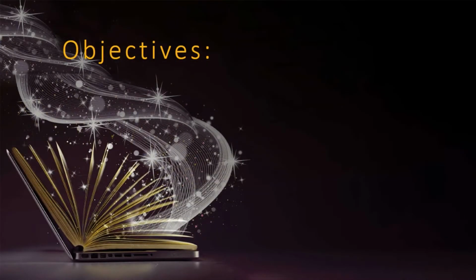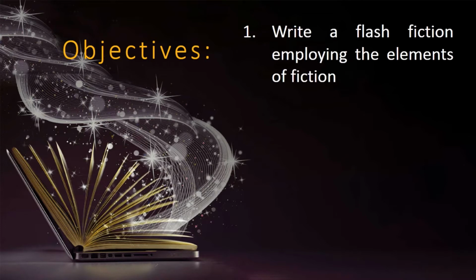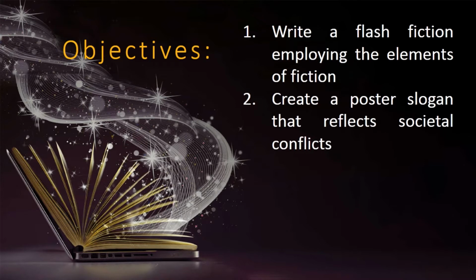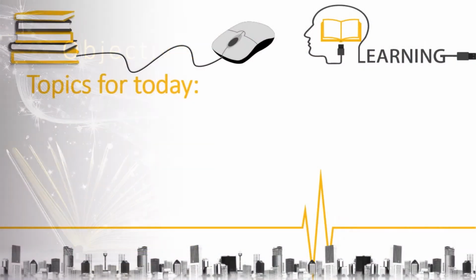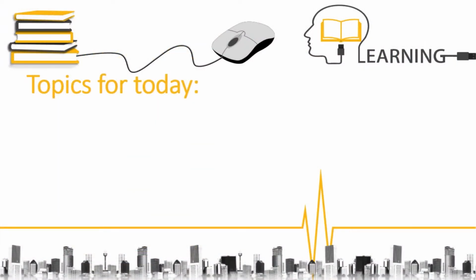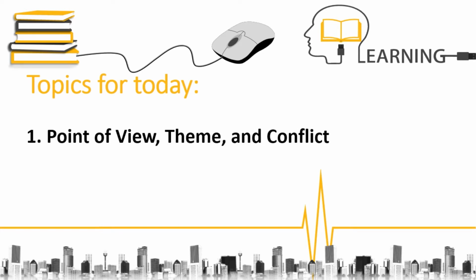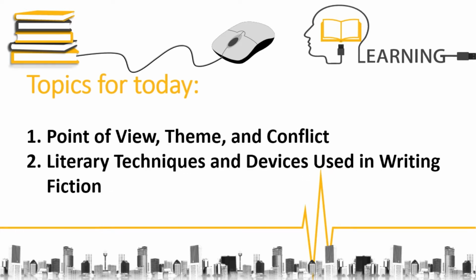These are the objectives of the lesson. Number 1. Write a flash fiction employing the elements of fiction. Number 2. Create a poster slogan that reflects societal conflicts. The following are the topics that we'll cover for today: point of view, theme, and conflict, as well as the literary techniques and devices used in writing fiction.